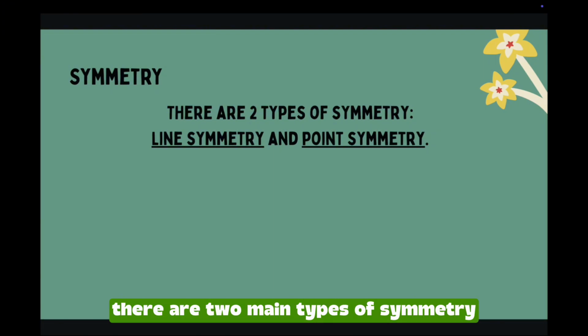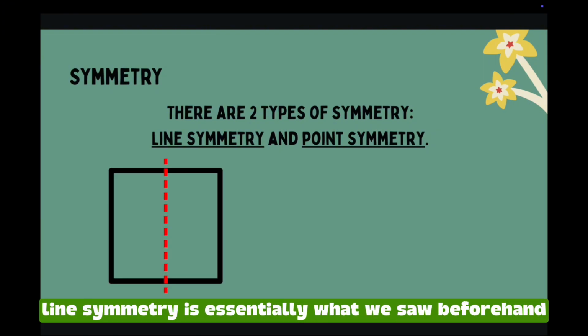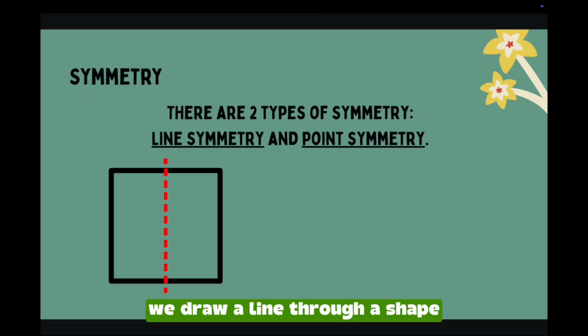There are two main types of symmetry, which are line symmetry and point symmetry. Line symmetry is essentially what we saw beforehand. If we draw a line through a shape, one part of the shape is going to be the mirror image of the other part divided by the line.